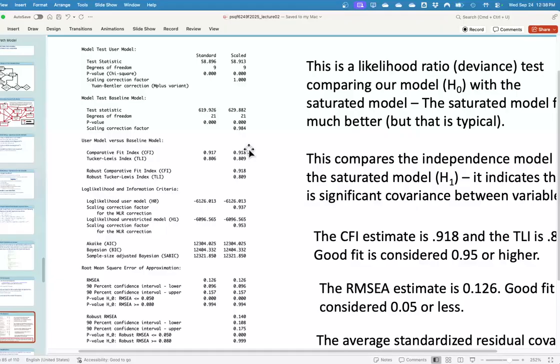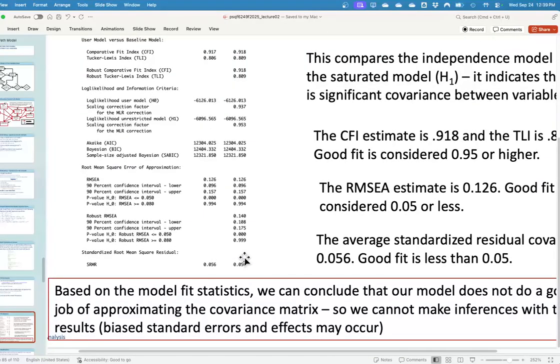Okay, and then we want this to be what? Anybody remember? The CFI? What's ideal? That's it. 0.95. The TLI, we want 0.95 or higher. Didn't work. The RMSEA, we want 0.08 or lower, actually, ideally 0.05 or lower. That's not happening. And the standardized root mean squared residual looks pretty good, close to where it needs to be according to some standards. So we saw all that.